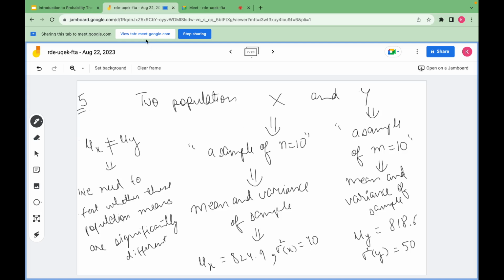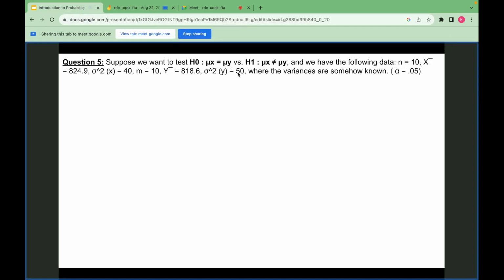And here there is one thing that we need to notice: the variances are somehow known. The variance of the population is somehow known. Here we are given the sample variance, but the population variance we are assuming is known. They are not unknown.